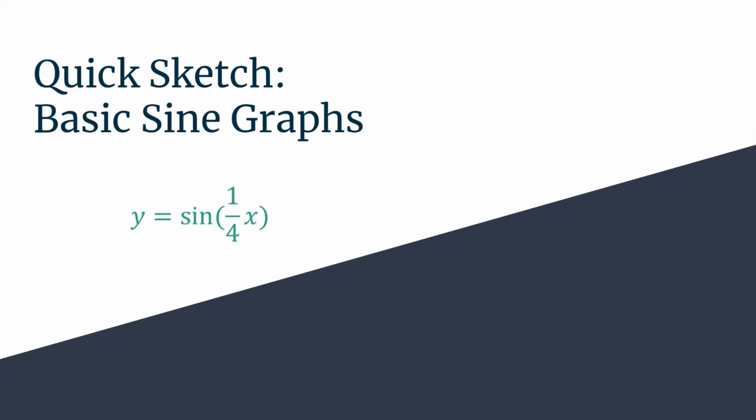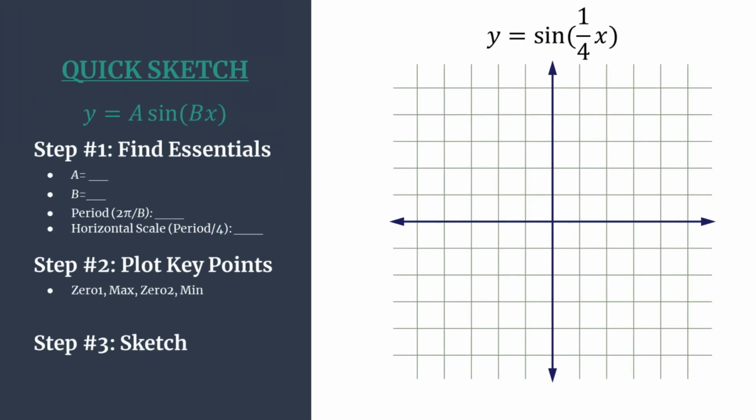Welcome everyone. Today we're going to make a quick sketch of a basic sine graph, y equals sine of 1/4 x. So we have the general form of the sine equation and 3 quick steps to help us get this graph. Starting off with step 1, look at a, it's just the coefficient in front of the sine function.